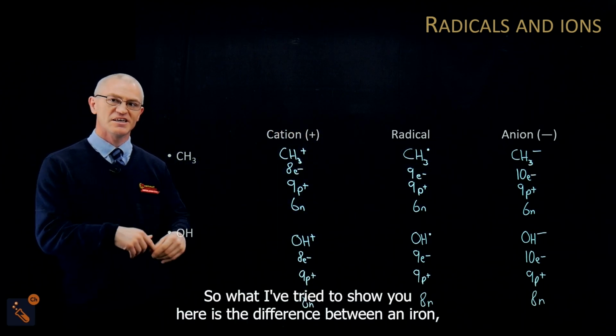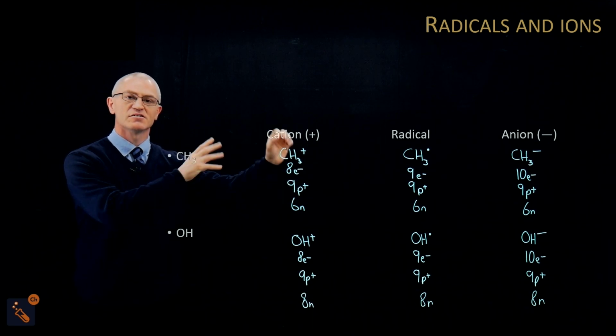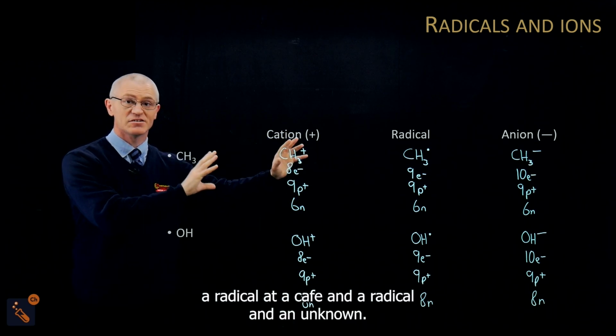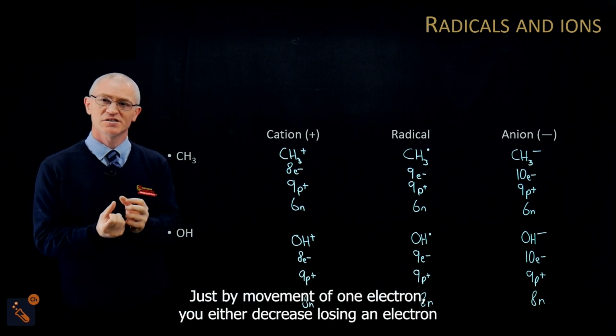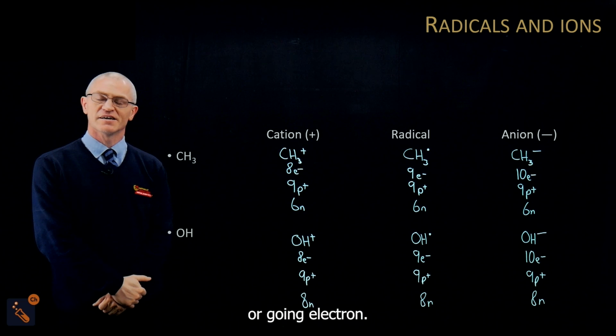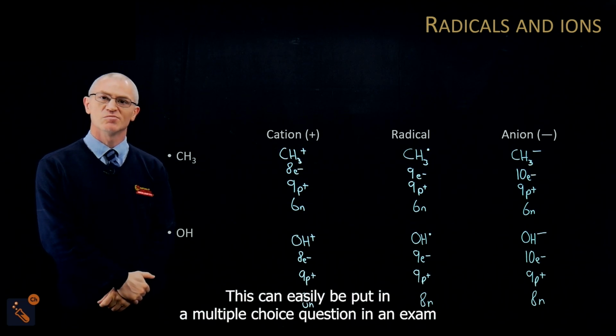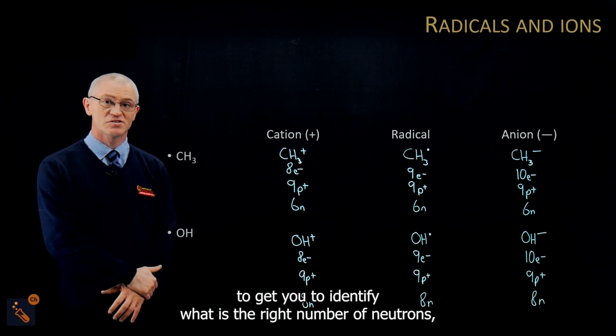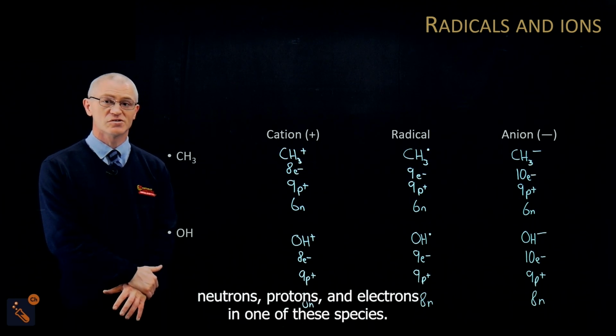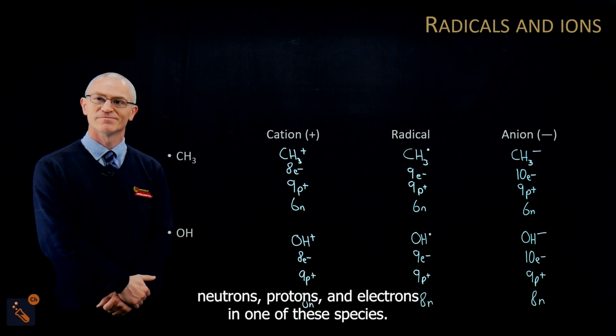So what I've tried to show you here is the difference between a cation, a radical, and an anion, just by movement of one electron, either losing an electron or gaining an electron. This can easily be put in a multiple choice question in an exam to get you to identify the right number of neutrons, protons, and electrons in one of these species.